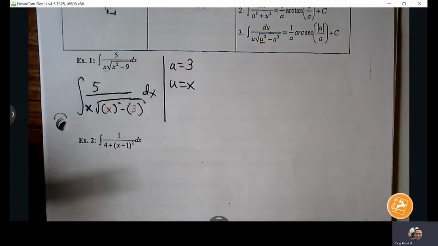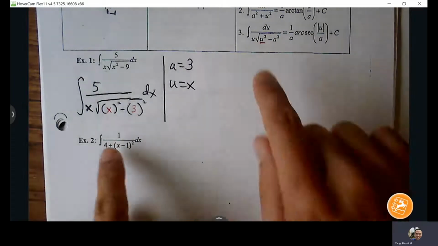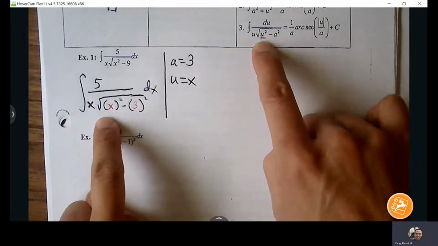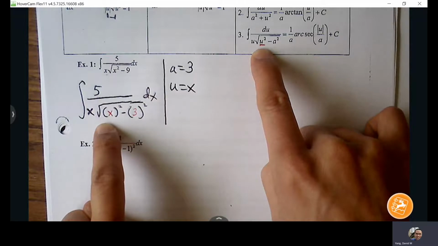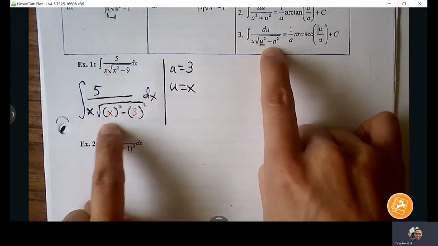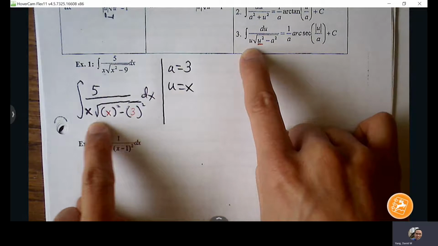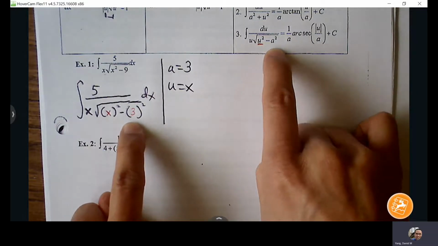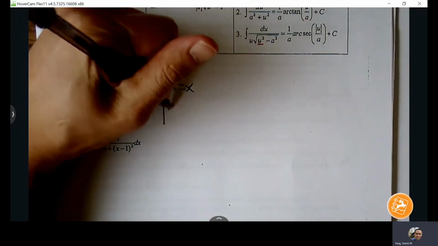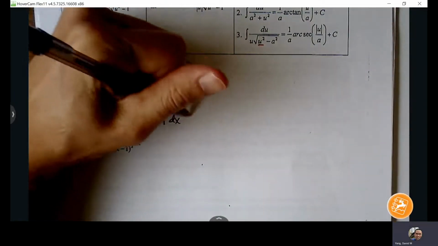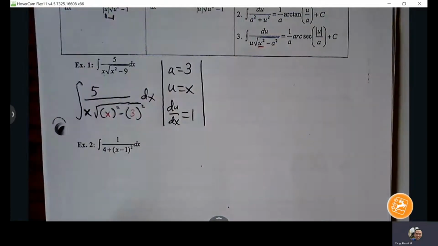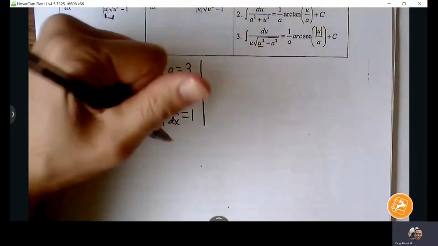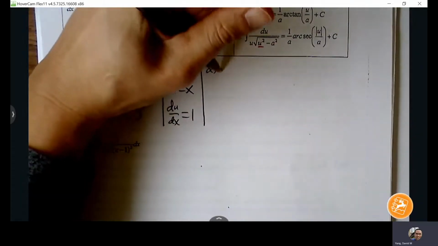Now we can go through our u substitution step. What we want to do is make it match the rule that we want to apply. So it looks like this is shaping up to be potentially our secant rule. The variable is the one that's positive and coming first, followed by the constant. Let's find du dx. Du dx equals 1. We solve for dx. Dx equals du.